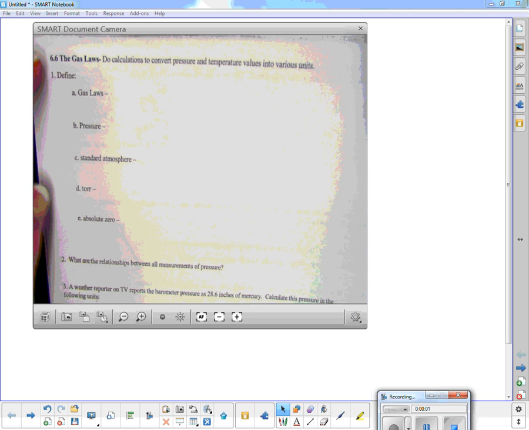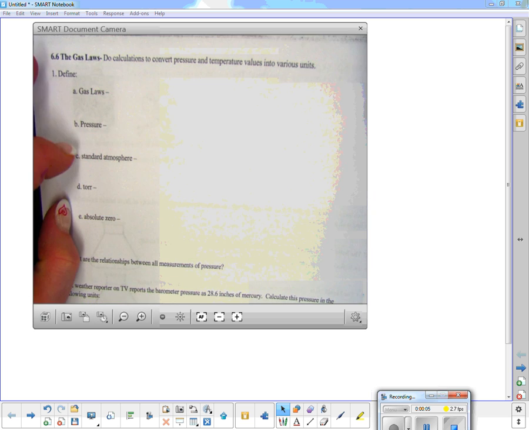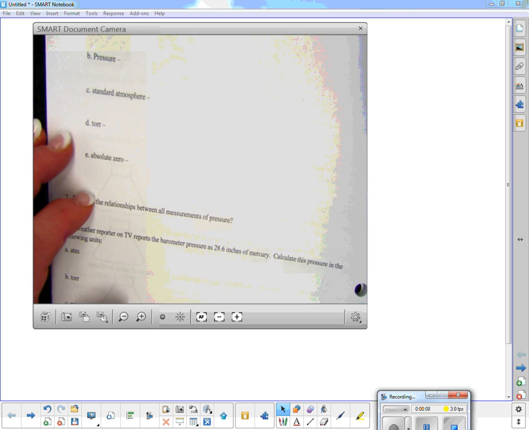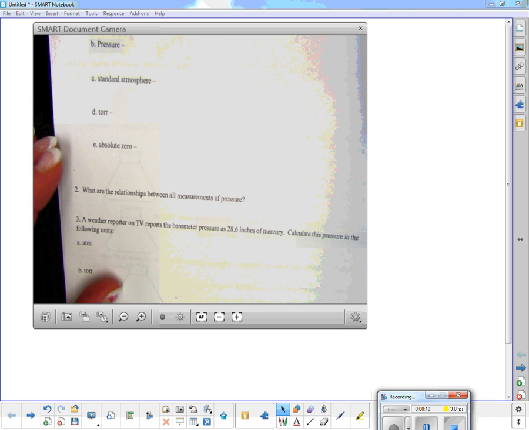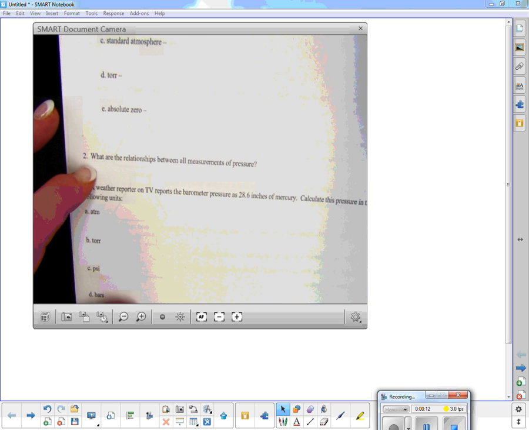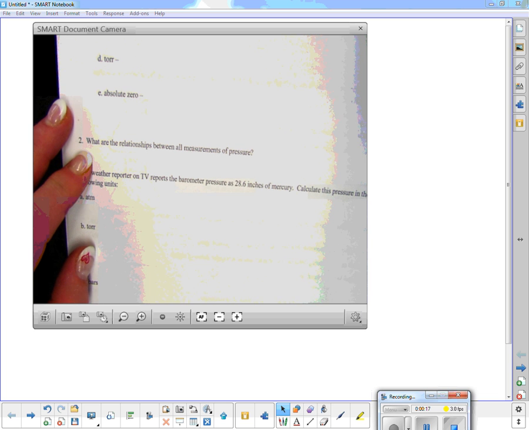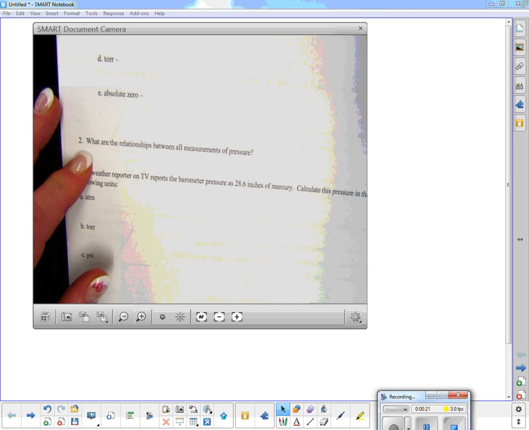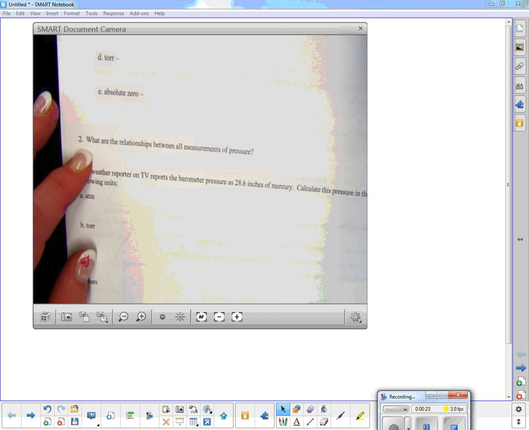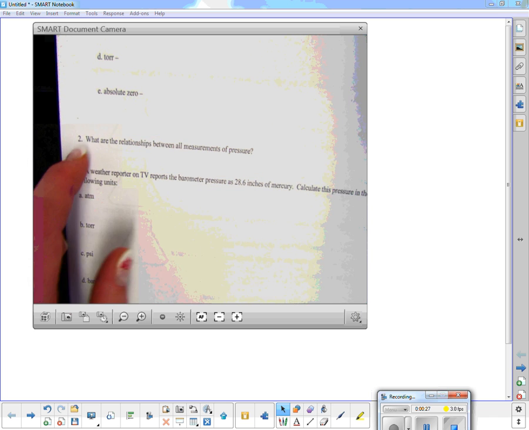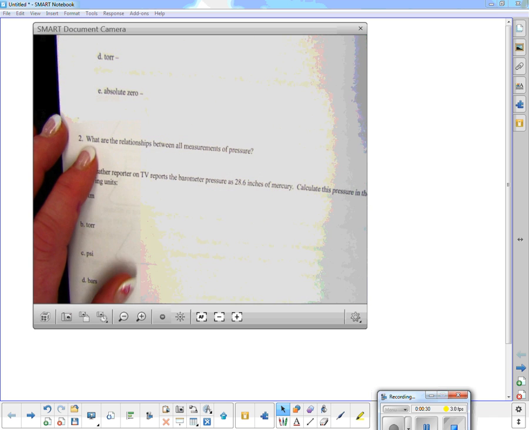You were to go through and define the gas laws: what pressure is, what standard atmosphere is, what torr is, what absolute zero is. And then you were to find out what the relationships between all the pressures were. We did go through that a little bit last time, where 1 atmosphere is equal to 760 torr, is equal to 101.3 kilopascals, is equal to 14.7 psi, all that. So that's where you put all of them equal to each other, and that's actually in a table in your book, and I also went through it on the video.